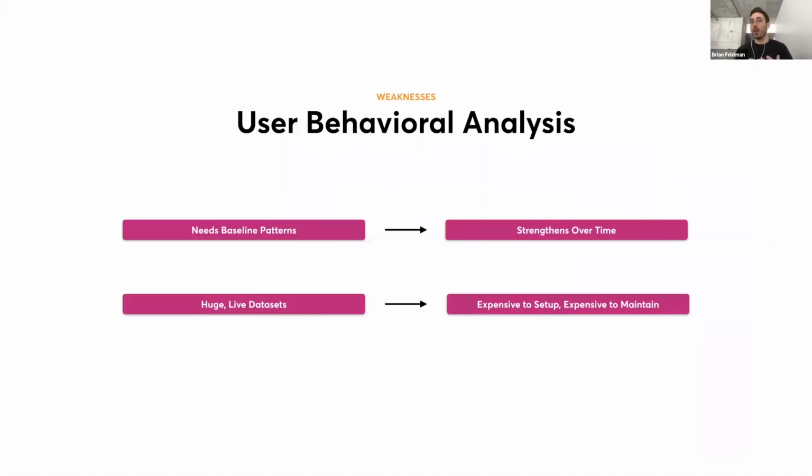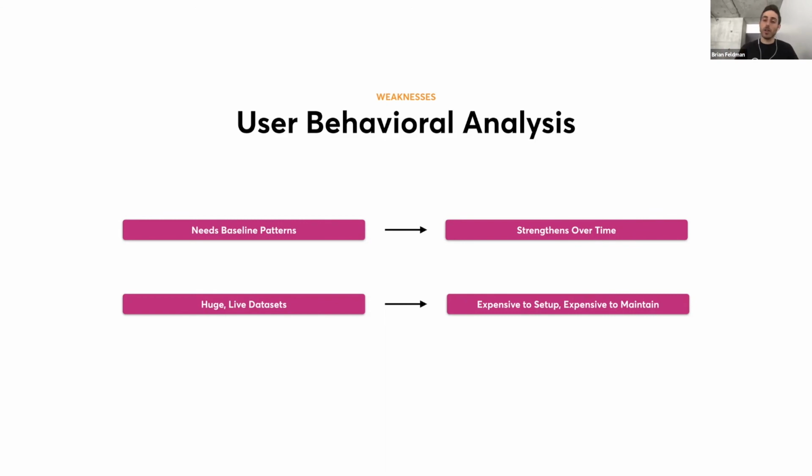Now, of course, with everything, there are some weaknesses here. What you noticed was it does need a bit of a baseline. I had that first login for the user, and then after that first login, it was able to determine that the next login wasn't normal. It was an anomaly. So it does need a bit of a baseline pattern. It needs to build this profile, build a portfolio for the user, understand what devices are normal for the user, what locations, what behaviors. It does strengthen over time.